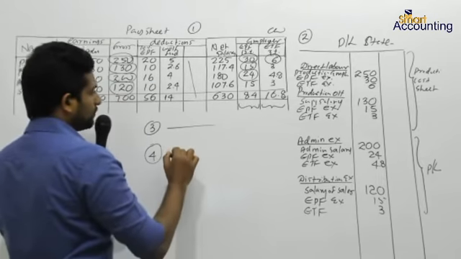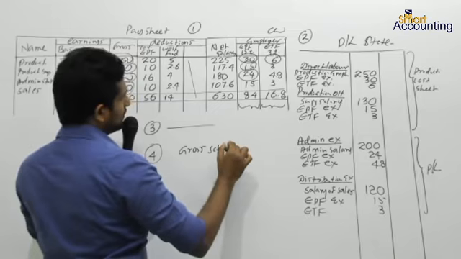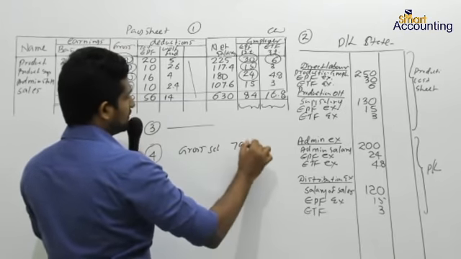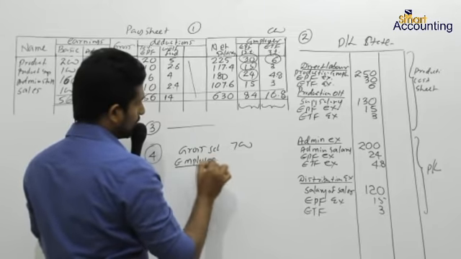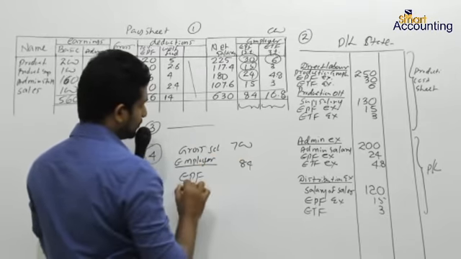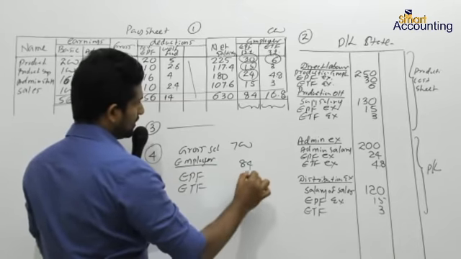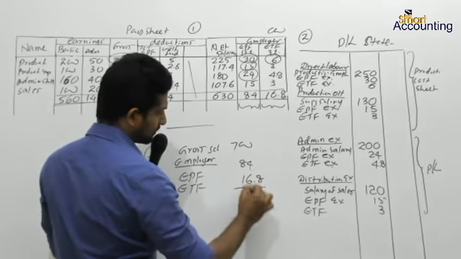In the total employee related expenses, the gross salary 700, employer's contribution EPF 84, ETF 16.8. This is the total employee related expenses, 800.8.